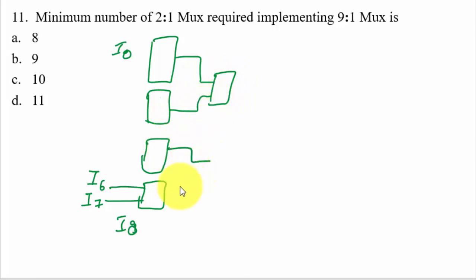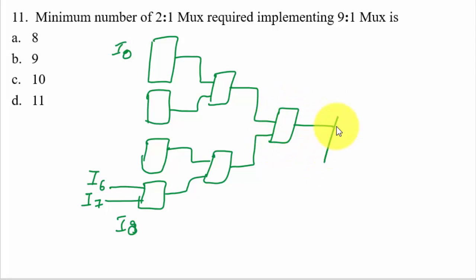The output of this one will be given to a next set of multiplexer. And the output of this one is given to a next set of multiplexer. And the output of this is given to a multiplexer, and another input will be I8. Now why have I connected like this?